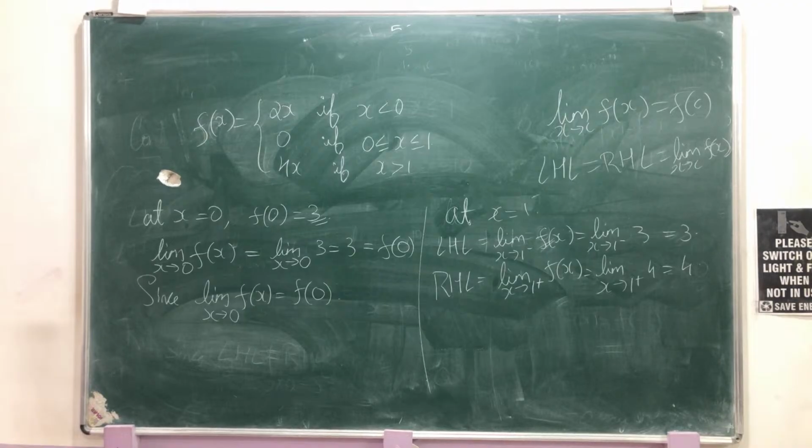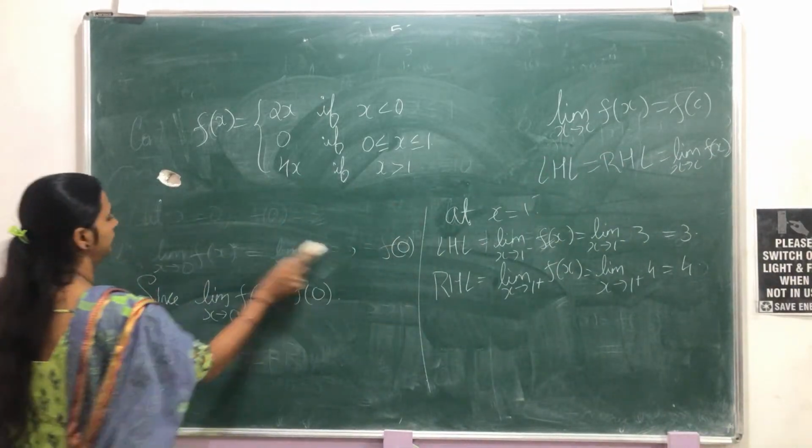See, the points are 0 and 1. This side you need to check. Less than 0, LHL is 2x, 2 into 0, 0. Right hand limit is 0. So 0 equal to 0, so the left hand limit equals the right hand limit. Understood? No, there you can't write that. I'll solve this. Listen carefully.